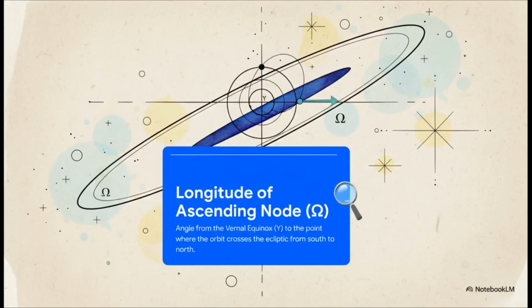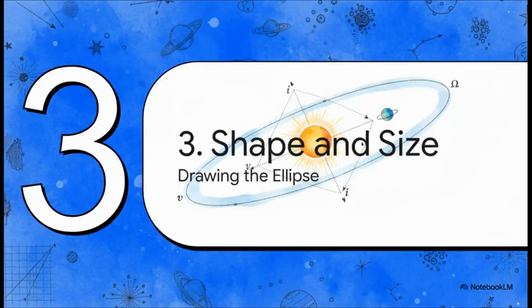Now for our second element, the longitude of the ascending node, or omega. This is what locks that tilted plane into a specific orientation. Just imagine those 2 planes, the ecliptic and the planet's orbit, intersecting. They cut through each other, creating a line. Now the point on that line where the planet crosses from below the ecliptic to above it, that's the ascending node. Omega is simply the angle measured along our reference ecliptic plane from the vernal equinox over to that ascending node.